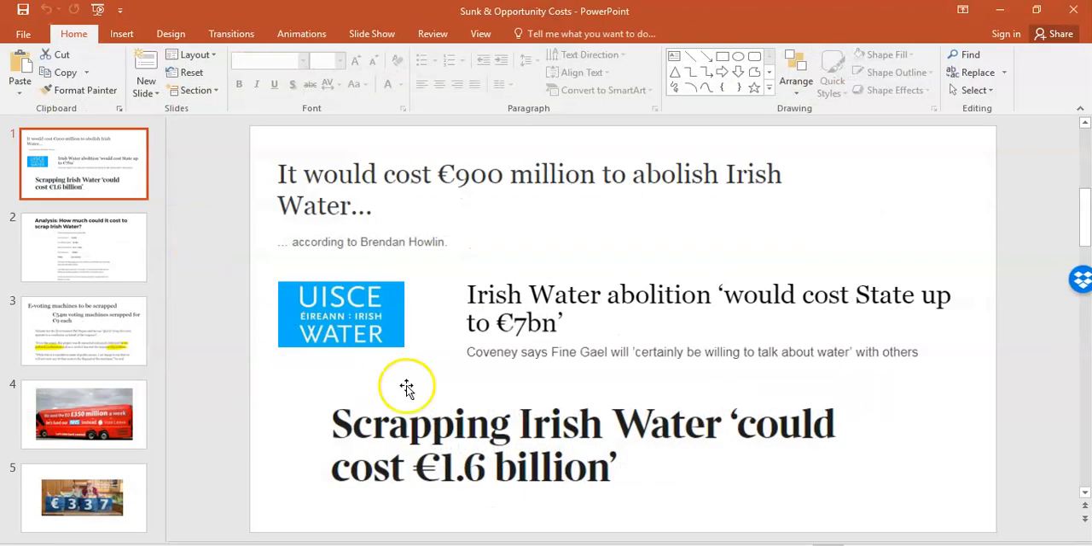So if we look at here, I took a couple of examples. They're quite recent that we're looking at. One of the first ones is looking at the whole idea of Irish Water. So again, the big debate was when it was set up, they wanted to close it down, abolish it. But you even look at the headlines here. It would cost 900 million to abolish Irish Water. Some would say it cost 7 billion. One is saying it cost 1.6 billion.